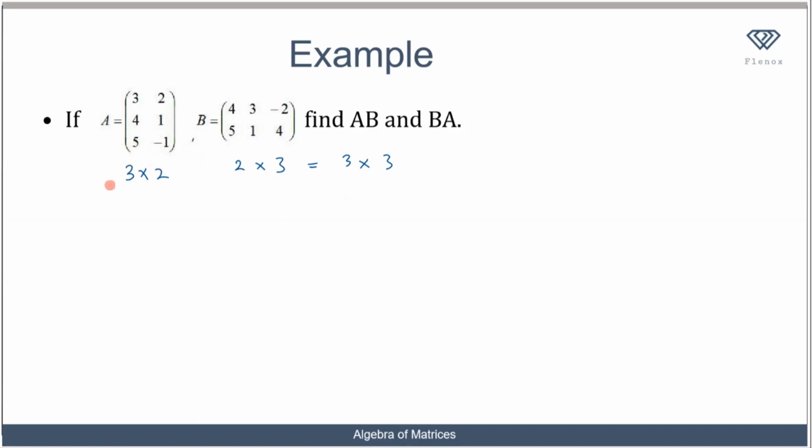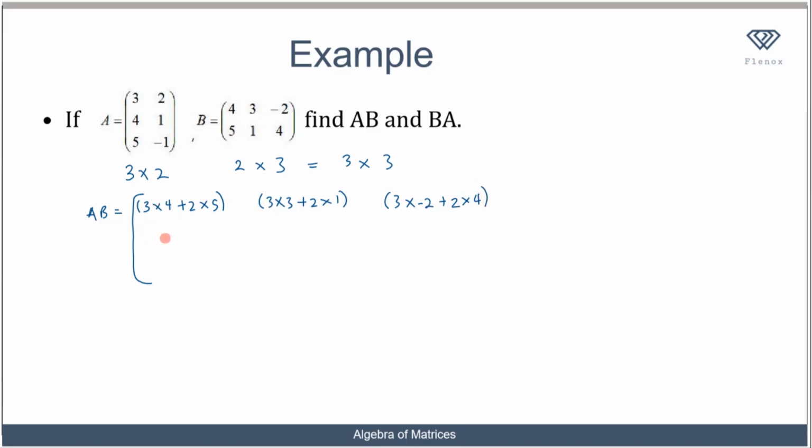So let's try to solve this now. I have my A times my B. So my AB will be equal to, first, to get the first cell here, I multiply my first row by my first column. So I have 3 times 4 plus 2 times 5. Then to get the second cell over here, I'll multiply my first row by my second column. So I have 3 times 3 plus 2 times 1. Then the final one here, I'll multiply my first row by my third column, and that will give me 3 times minus 2 plus 2 times 4.